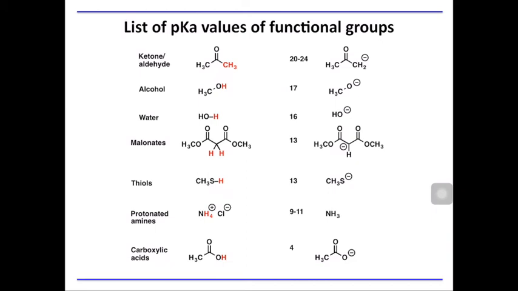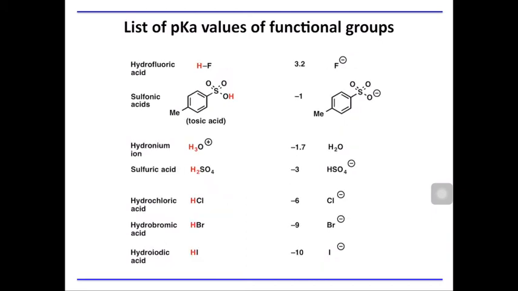with all their pKa values. Finally, we get to the part where we can examine the pKa values of strong acids. So we have hydronium ion with a pKa of negative 1.7, sulfuric acid negative 3, hydrochloric acid negative 6, hydrobromic acid negative 9, and hydroiodic acid negative 10. Basically, hydroiodic acid is also a very strong acid.